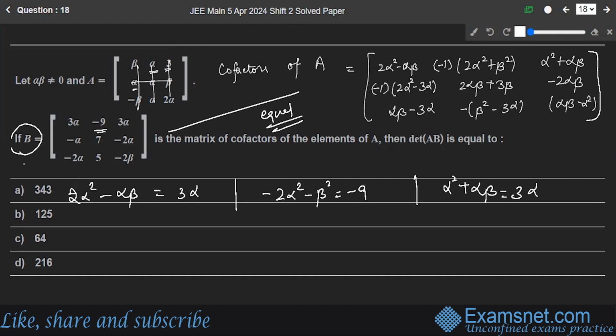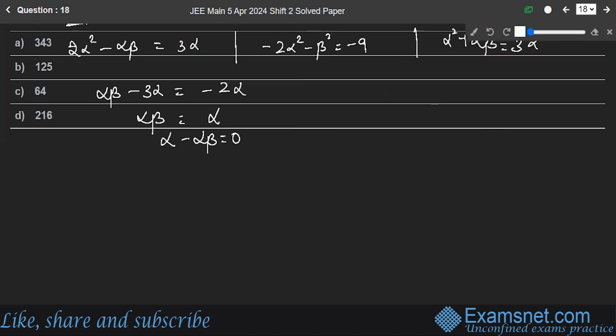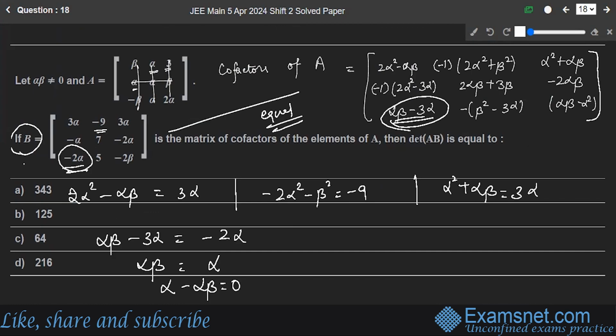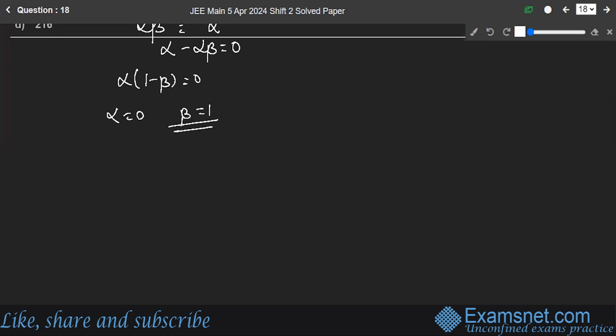Okay, next. So there are so many comparisons. If I pick up this one, alpha beta minus 3 alpha, this one is equal to 2, because I compare this with this. Let's pick it up. Alpha into beta minus 3 alpha is equal to minus 2 alpha. Or you have alpha into beta is equal to alpha. That gives you alpha minus alpha beta is equal to 0. So that means either alpha is equal to 0 or beta is equal to 1. Now you are given that alpha into beta cannot be equal to 0. So that means alpha is not equal to 0. For sure you are having beta is equal to 1. I got one value. Beta is equal to 1.